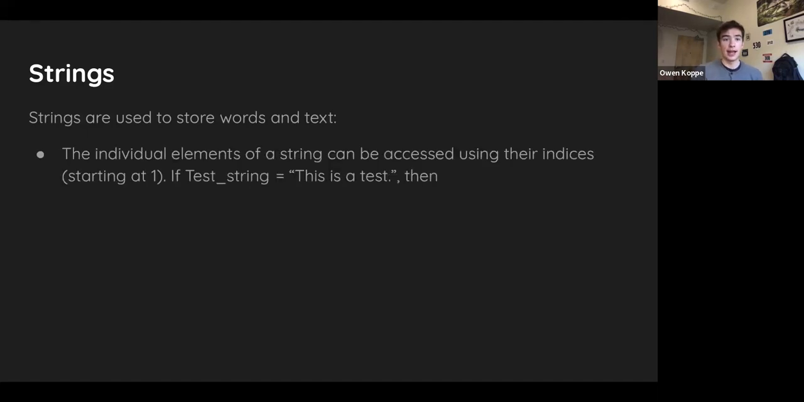So now we've talked about numbers, but what about words or text that we want to display? In MATLAB, we're going to use string variable types for those. Strings are used to store words and text. And you can do something called indexing a string, since a string has a length based on the number of characters inside of it. So if you want to extract a part of a string, you can do that in MATLAB.